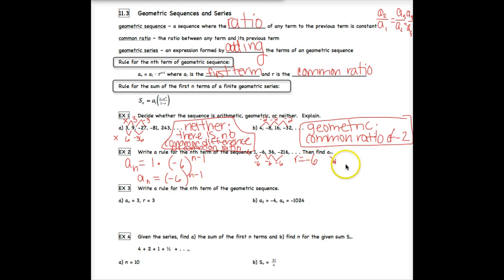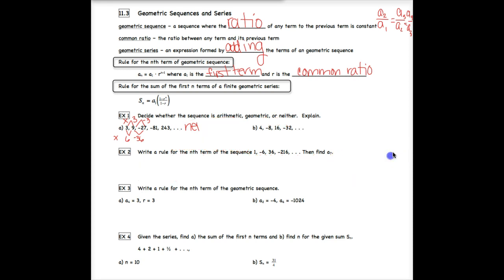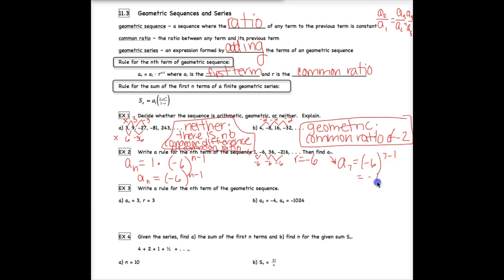Then it also asked me to find a sub 7. So that means find the 7th term. So a sub 7 equals negative 6 to the 7 minus 1. So I'm doing negative 6 to the 6th power, which is very large. For a sub 7, believe that you should get 46,656. So I've got my rule and I've got my 7th term.